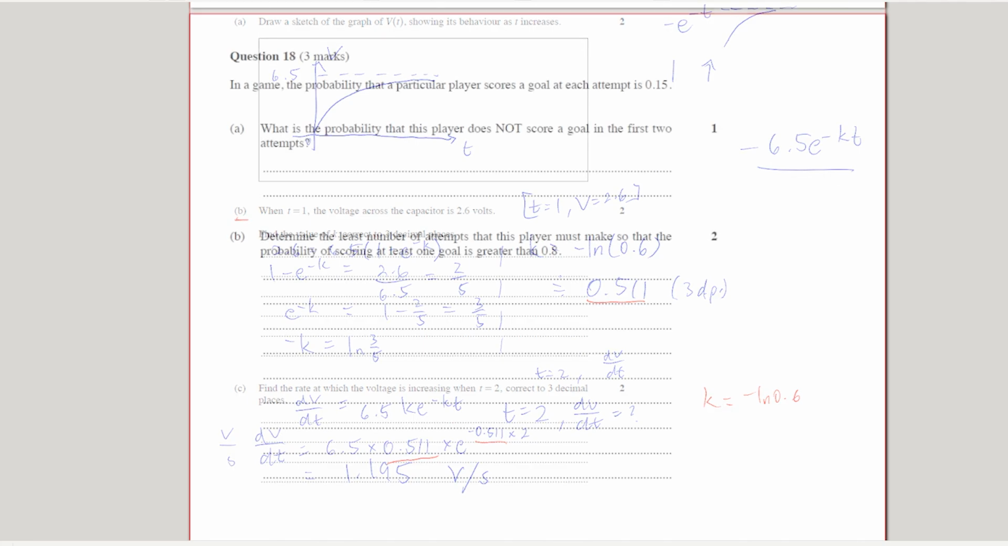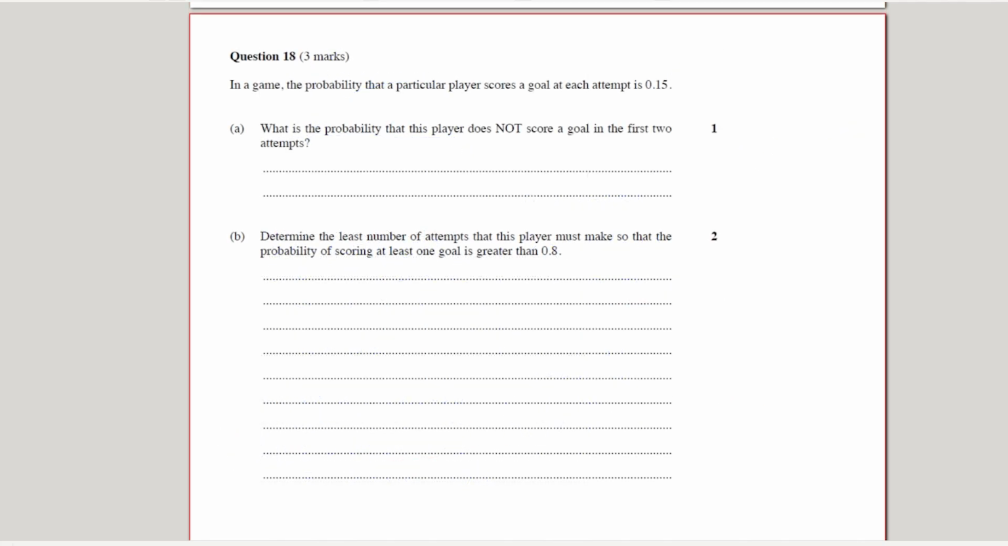There we go. Question 18 asks, what's the probability that this player does not score a goal in the first 2 attempts? Okay, so let's find the probability that he doesn't. Failure is going to be 1 minus 0.15. It's going to be 0.85. And if he does not score a goal twice, it's going to be a double fail. So the probability of double fail, 2x fail, it's going to be 0.85 squared, or you could write it as 0.85 times 0.85.